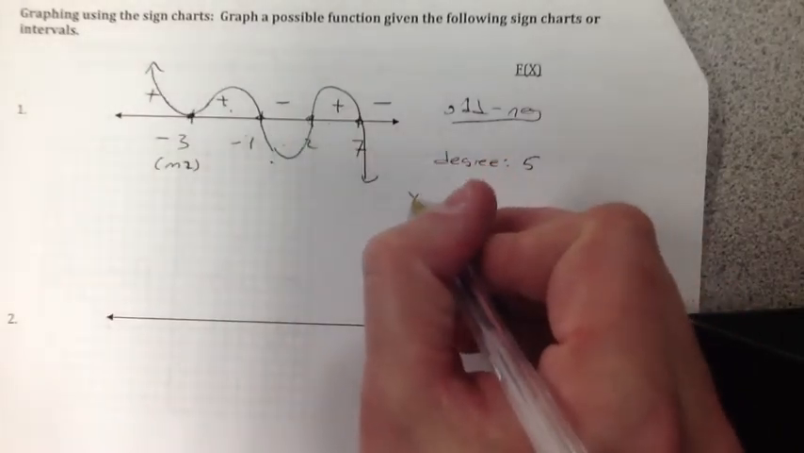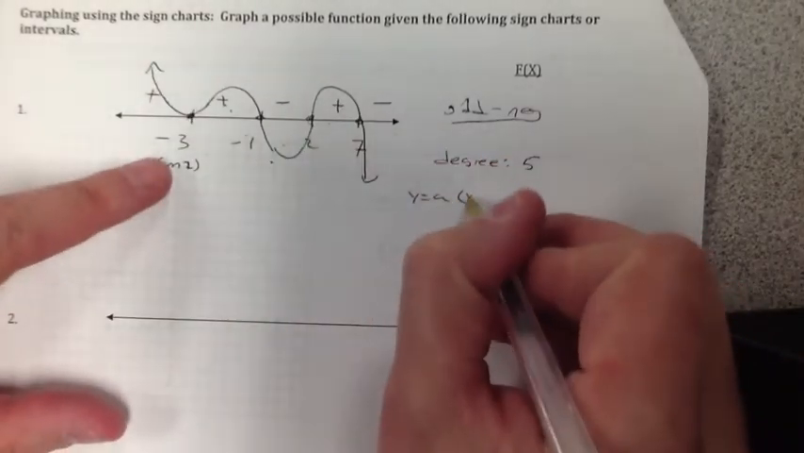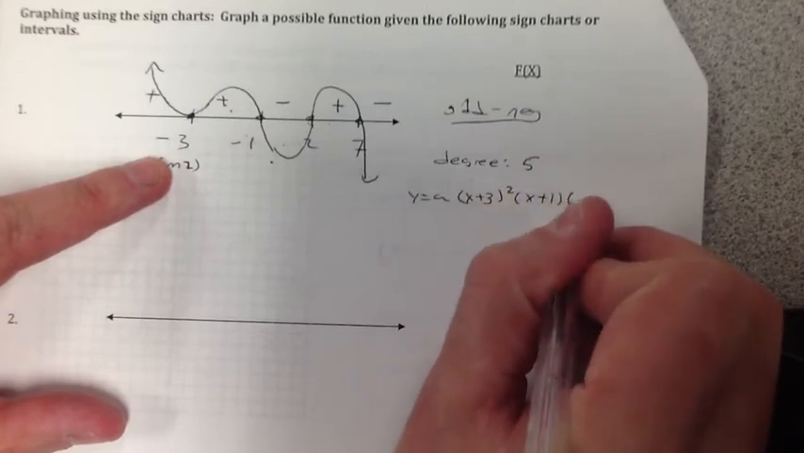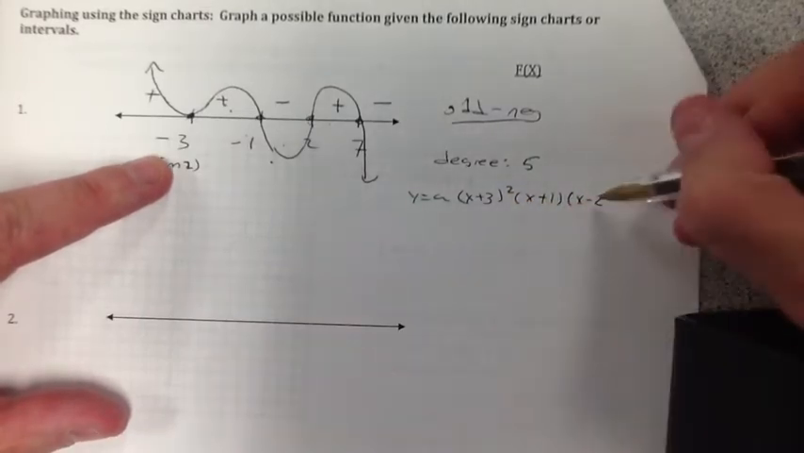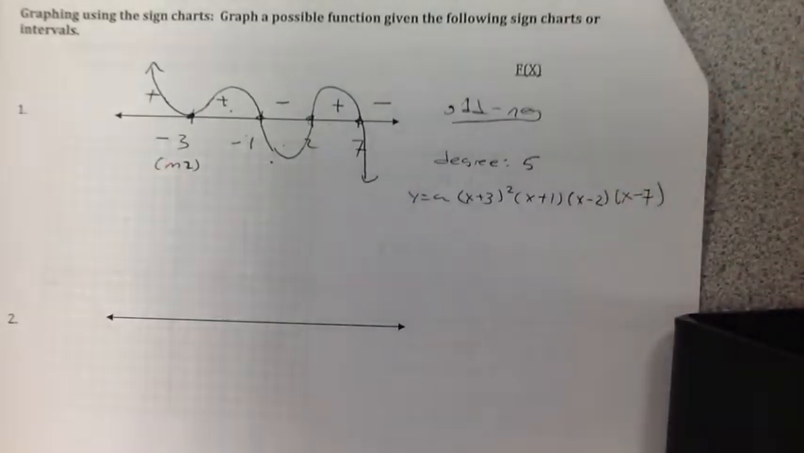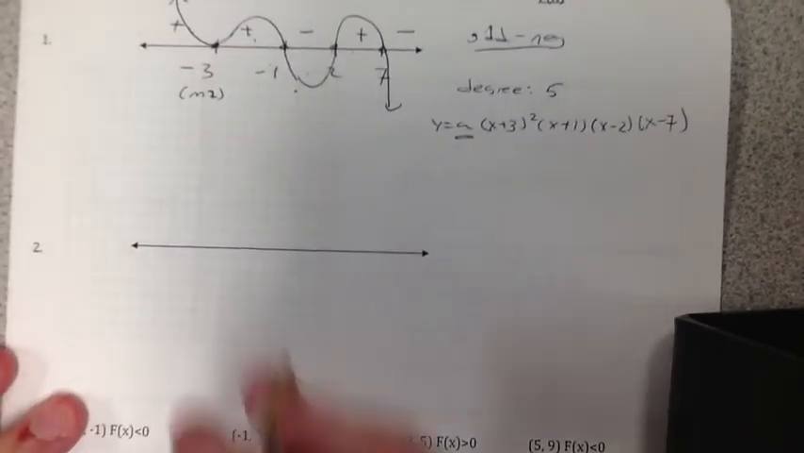And you can probably write it out a little bit. Y equals a, if you wanted to, (x plus 3) squared, (x plus 1), (x minus 2), and (x minus 7). That could be a generic equation of our function. And if we knew the y-intercept, we could actually find a. Pretty easy to do.